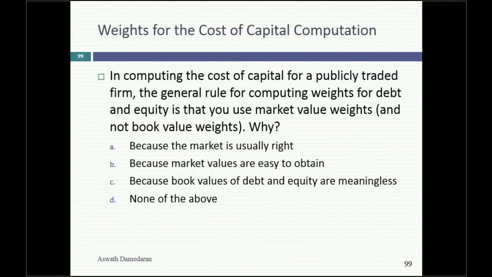Might be fraud. Why are we so caught up in using market value weights? As I said, I'll give you multiple choice and let's see. Is it because the market is usually right? You see my question? Because the book value numbers are there as well, debt and equity. Why are we so caught up? Because market values are. Let's start. How many think it's because the market is usually right? What's the danger of picking that answer?